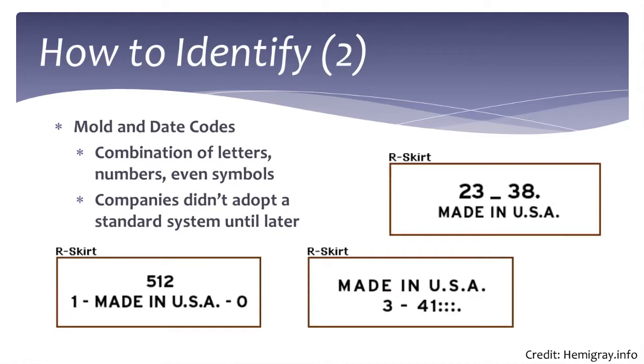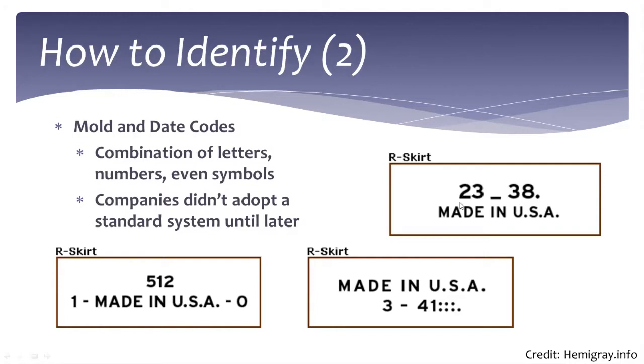Second thing to look for is mold and date codes. These are combinations of letters, numbers, even symbols. Companies didn't adopt a standardized system until later, so a lot of this information is appearing in later insulators, not necessarily early ones produced. These sometimes appear on the rear skirt or the back side. Different combinations that you might see.